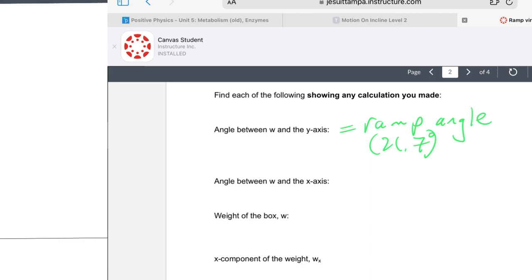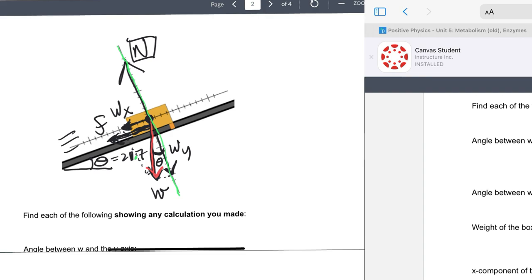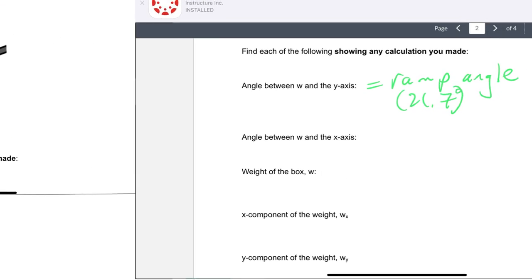Okay, what's the angle between W and the x-axis? That's what I prefer to do. Let's call that theta 2. Well, it's just the complement of the ramp angle. So theta 2 is equal to 90 minus the ramp angle. Up here, this was theta 1. Let's call that theta 1, just plain theta.